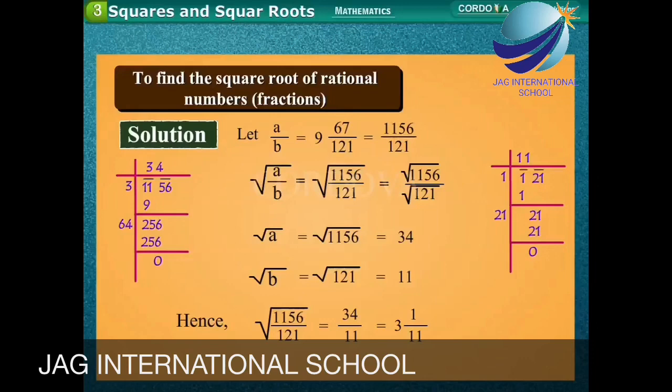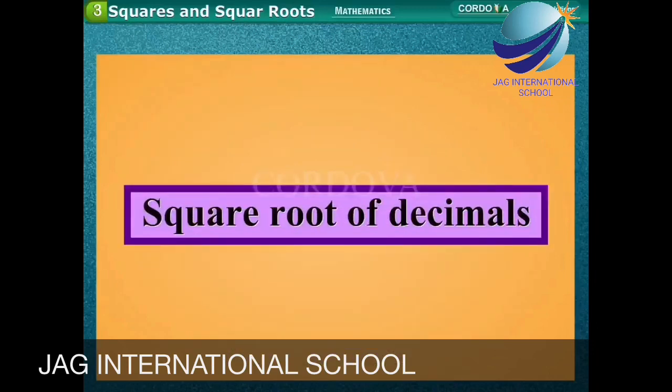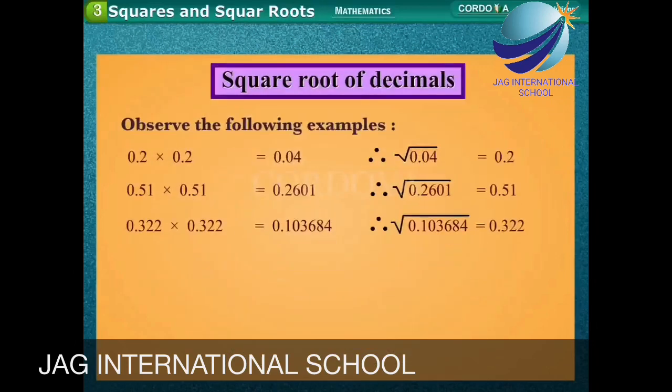Square root of decimals. Observe the following examples. 0.2 into 0.2 is equal to 0.04. Therefore, the square root of 0.04 is equal to 0.2. 0.51 into 0.51 is equal to 0.2601. Therefore, the square root of 0.2601 is equal to 0.51.